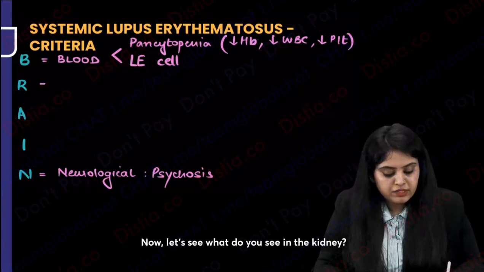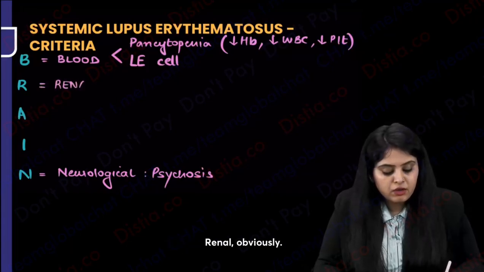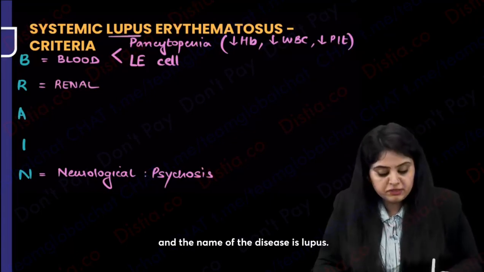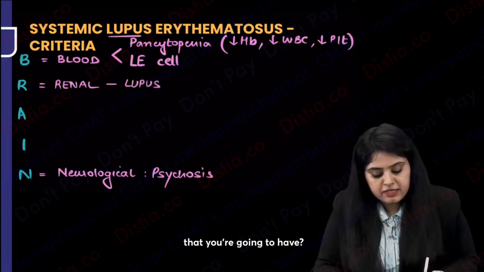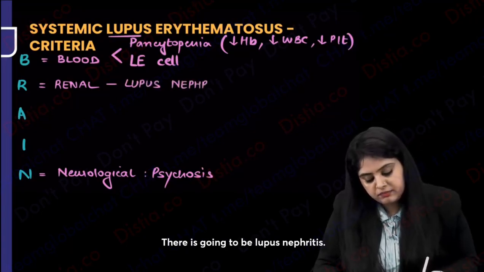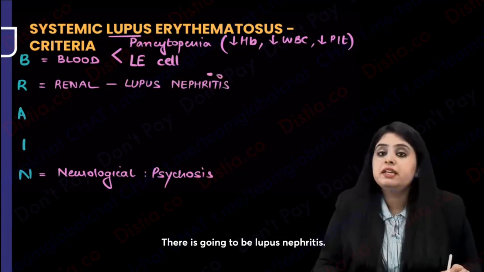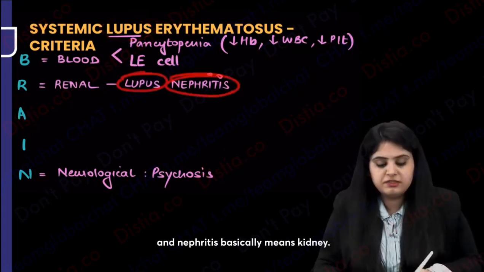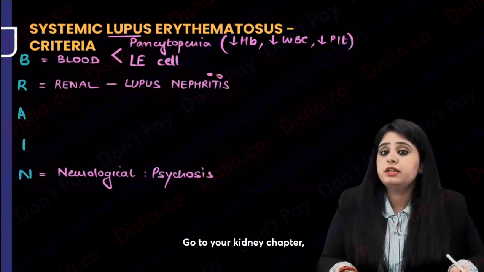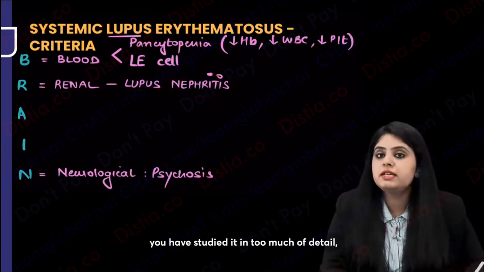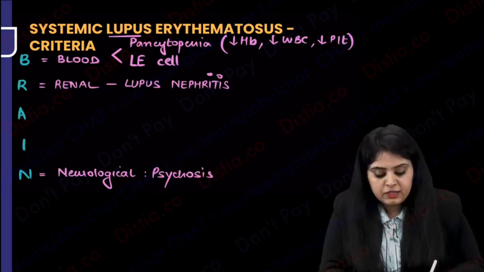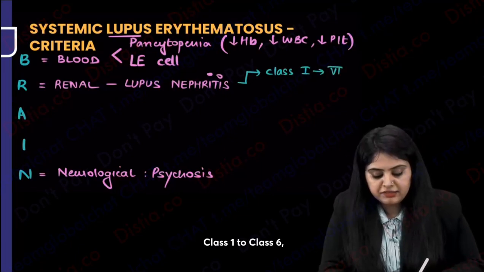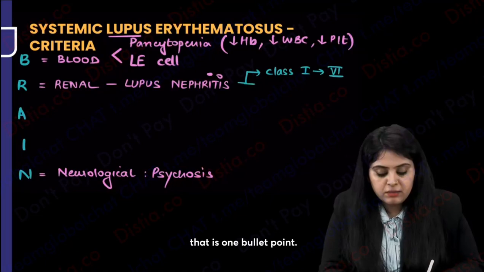Okay, now let's see what do you see in the kidney. R for renal. Renal, obviously. Renal means nephritis. And the name of the disease is lupus. So what is it in the kidney that you're going to have? There is going to be lupus nephritis. So lupus matlab SLE and nephritis basically means kidney. So lupus nephritis, go to your kidney chapter. You have studied it in too much of detail, but I'll give you quick bullet points here. Lupus nephritis has a total of 6 classes, class 1 to class 6. That is one bullet point.